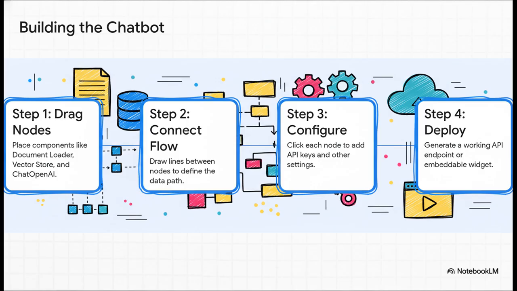Step 3, you click on each piece and configure the settings. And finally, step 4, you hit that deploy button. And that's it. In just a few minutes, you have a live working chatbot with its own API endpoint. All of that without a single line of code.